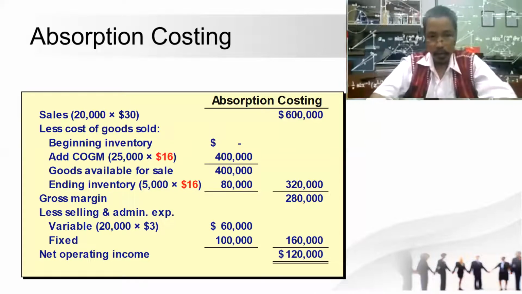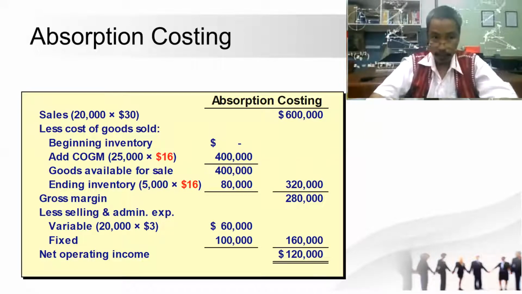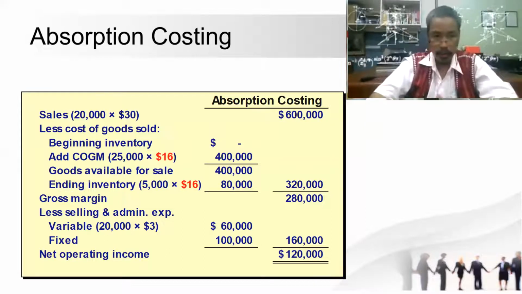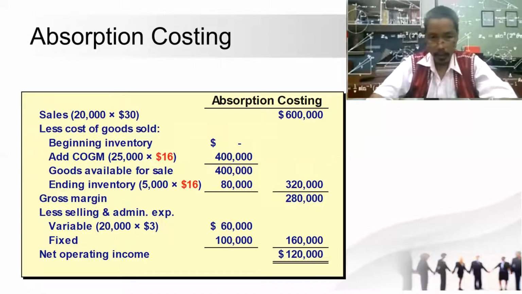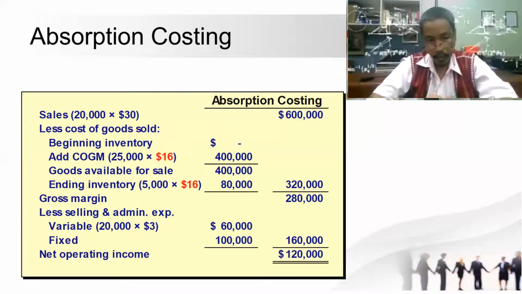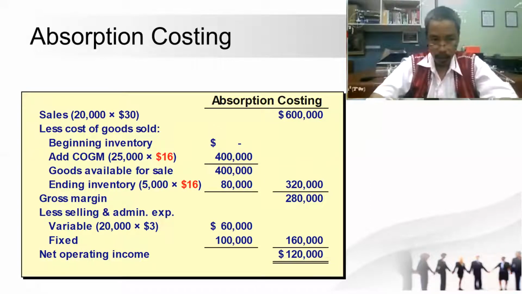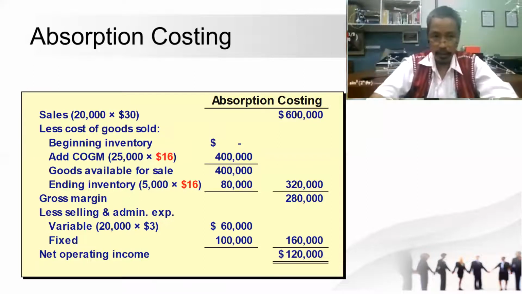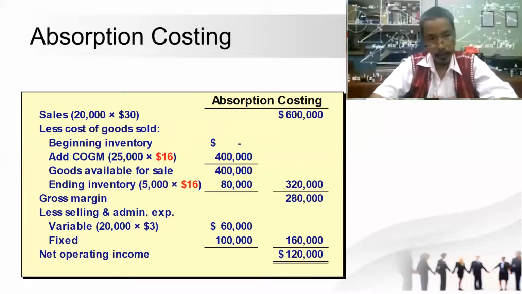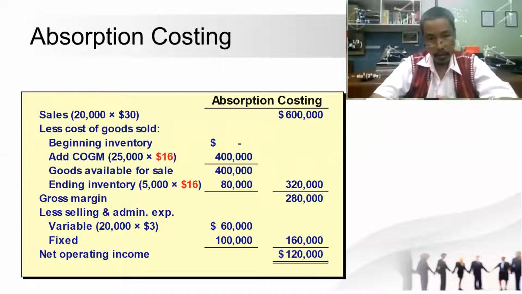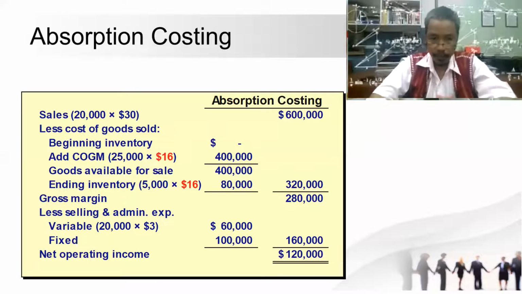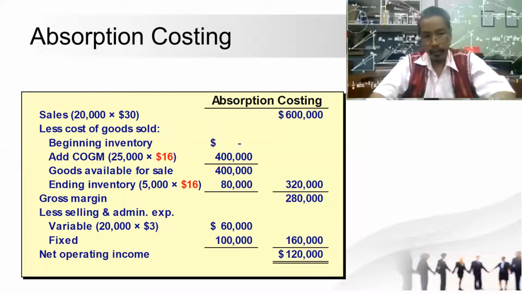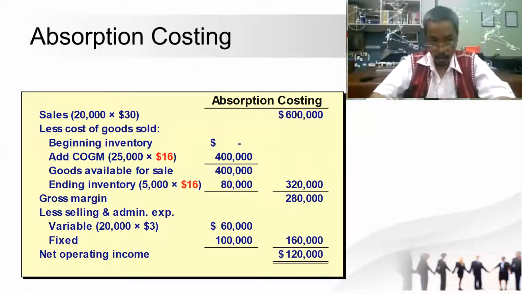So what is the cost of goods sold? Beginning inventory, add cost of goods manufactured, goods available for sale, ending inventory. So you can get the total of goods available for sale and the ending inventory. That is 480,000. So 400 minus 80,000, that is 320,000, goods available for sale.